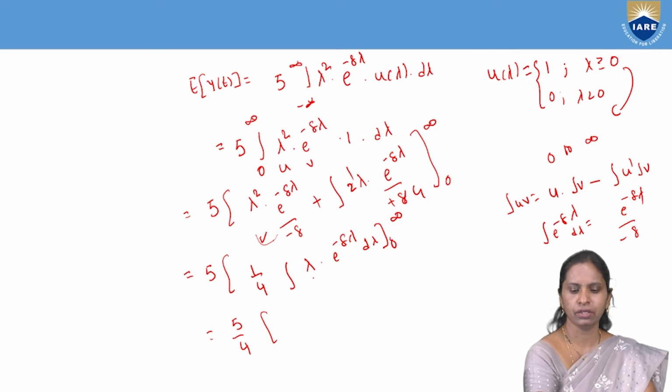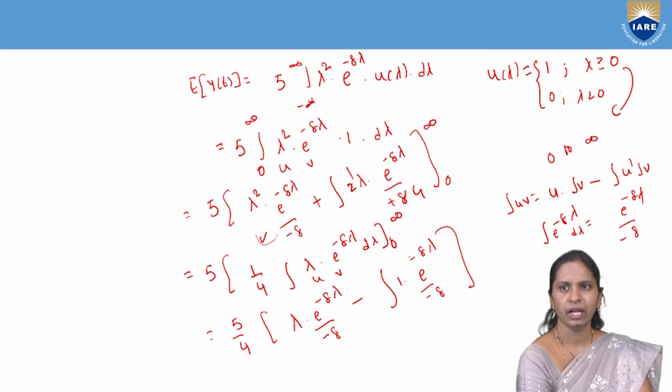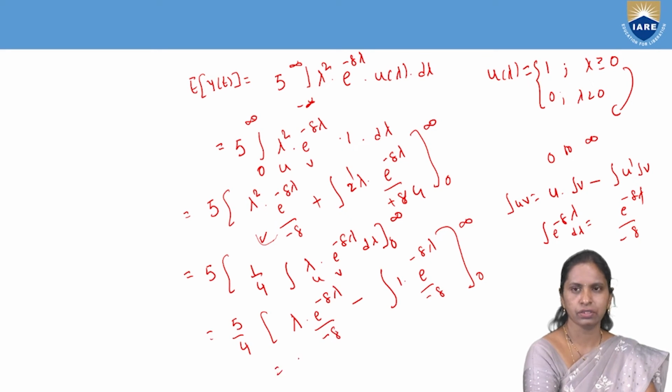This is again the integration by parts formula: u into integration of v. So, what is integration of v? E power minus 8 lambda by minus 8, minus integration of u dash. What is u dash here? Differentiation of lambda with respect to lambda is 1. So, 1 into integration of v. What is integration of v here? E power minus 8 lambda by minus 8. And what are the limits here? 0 to infinity. That equals 5 by 4.